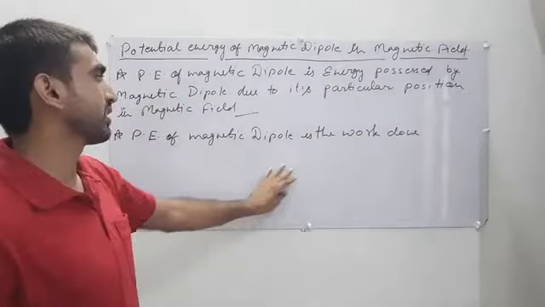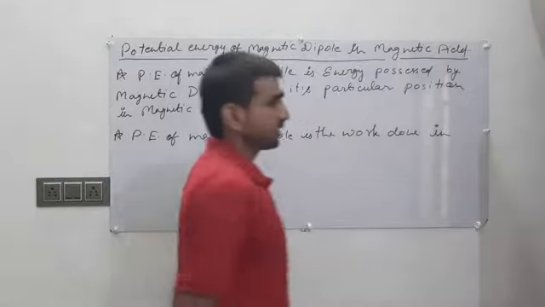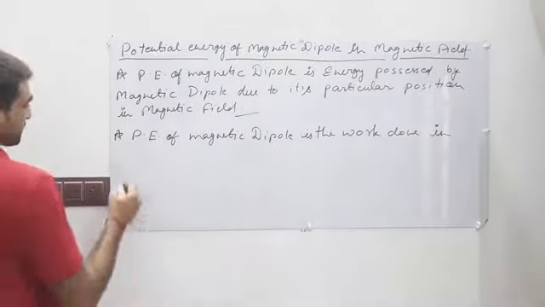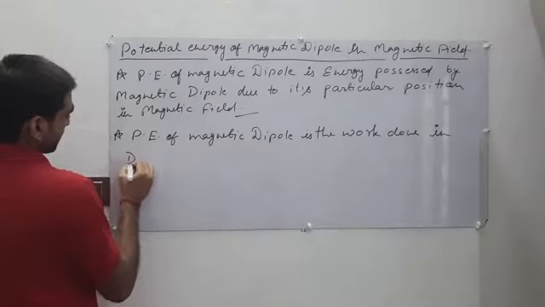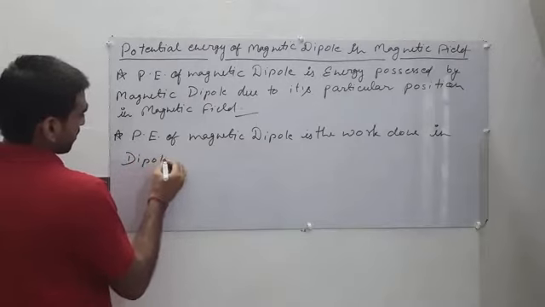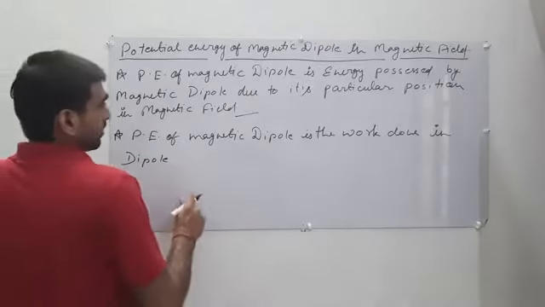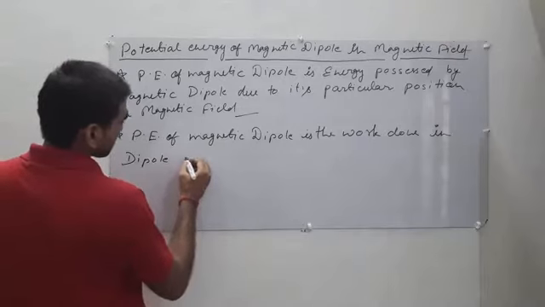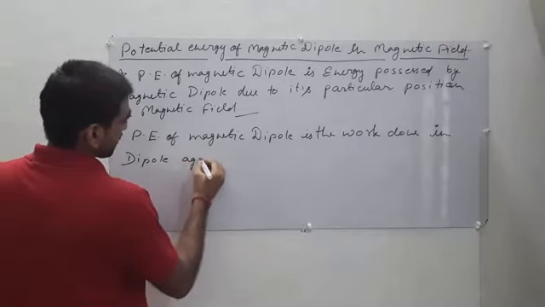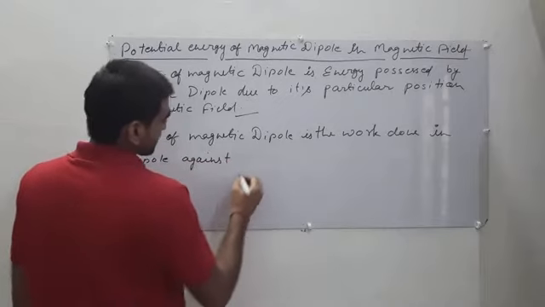Potential energy of a magnetic dipole is the work done in rotating the dipole against the torque on it.